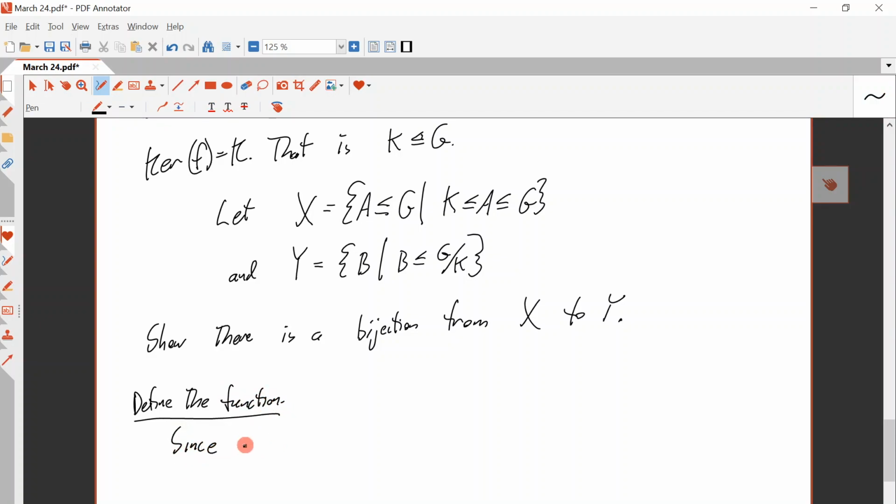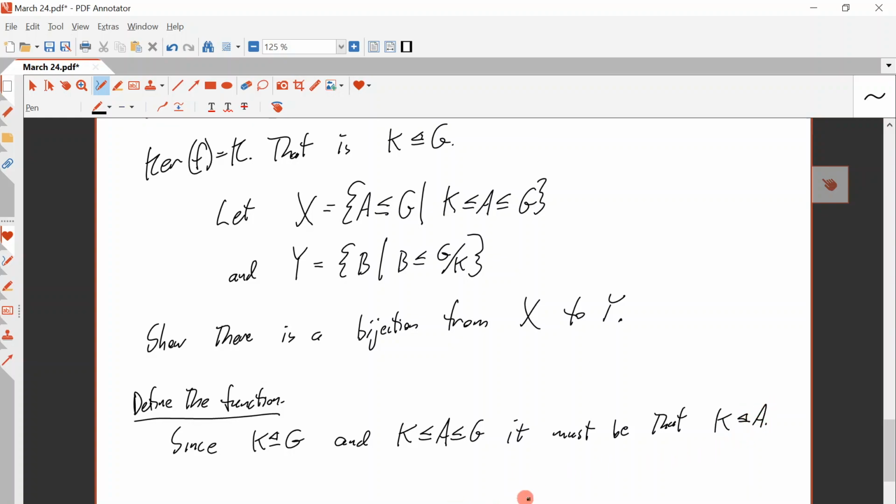Okay, since K is a normal subgroup of G and K is a subgroup of A, right? It must be that K is a subgroup of A is a subgroup of G. Since K is a normal subgroup of G and K is a subgroup of A is a subgroup of G, it must be that K is a normal subgroup of A.